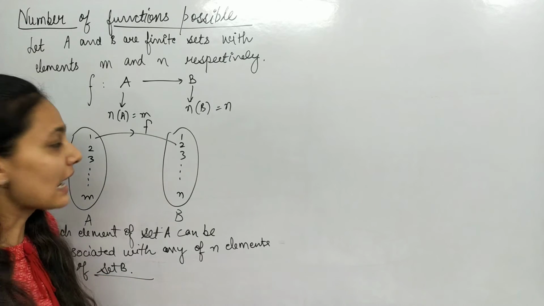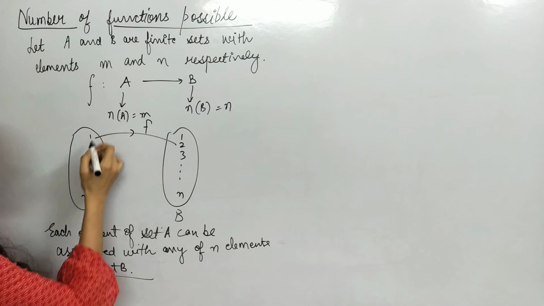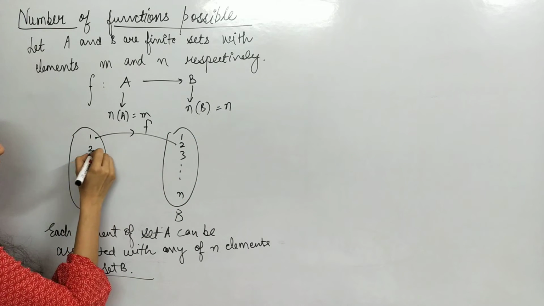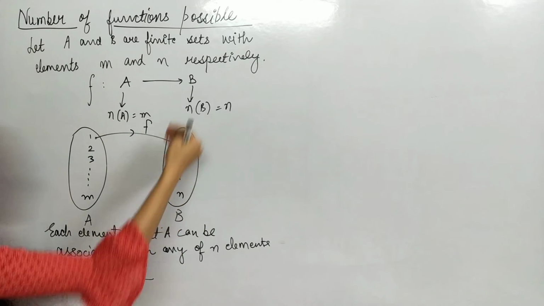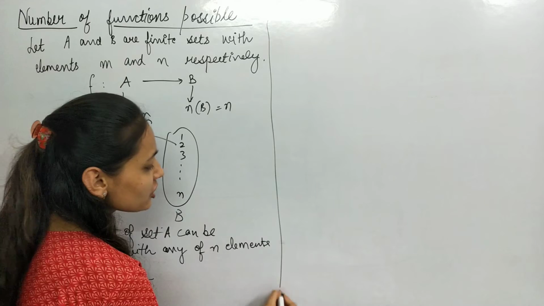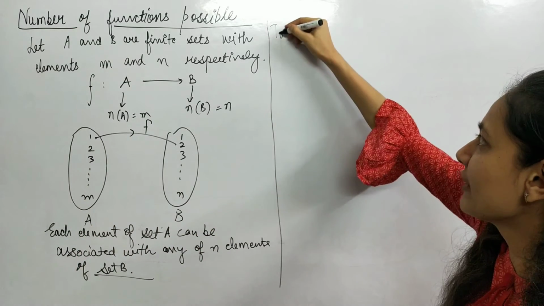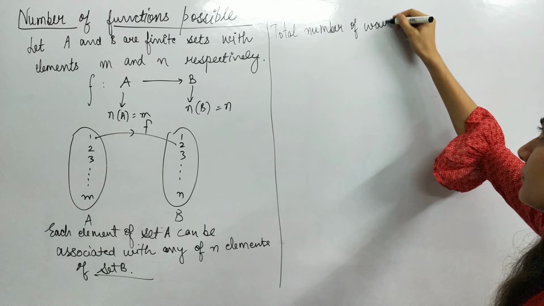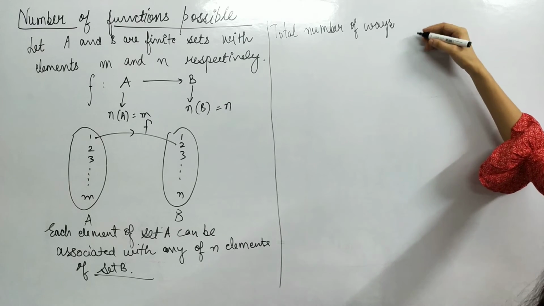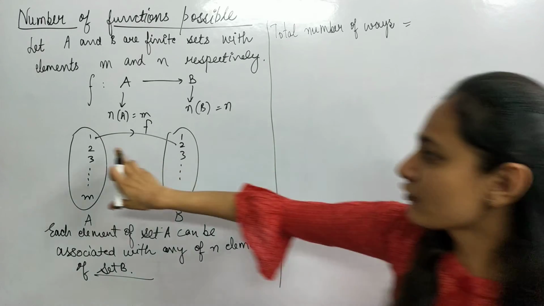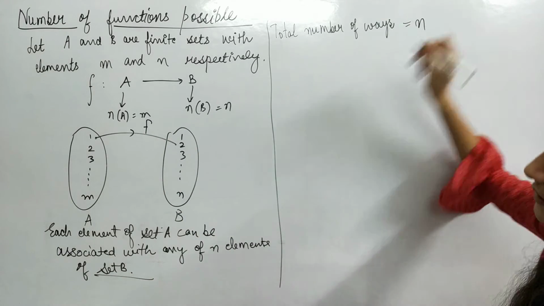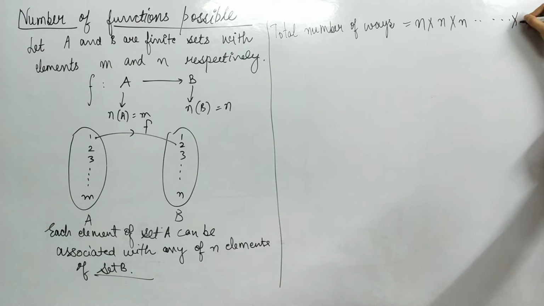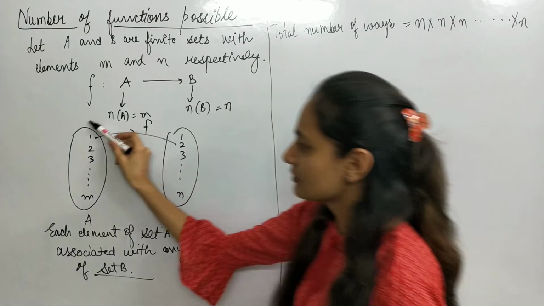What does this mean? If this has M elements, then if we have to map 1, there are N choices. If we have to map 2, we have N choices. If we map 3, we again have N choices. So how many such functions are possible? Total number of ways: if you have to map 1, there are N ways. If you have to map 2, there are N ways. Similarly, N ways, and so on. How many times will this come? M times, the number of elements.